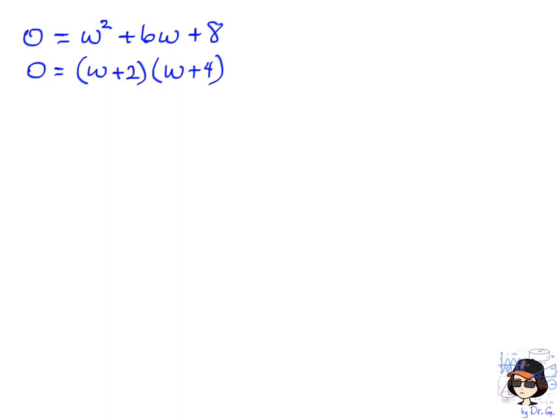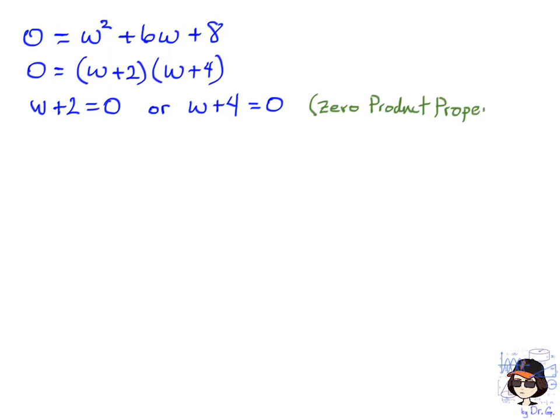A lot of you are making mistakes in your factoring that you could easily catch and fix. It will take you 2 seconds. So please, please, please check your factorizations. All right, so now we have a product of two things equaling 0. That means that one of the two factors had to be 0 to begin with. So we write w plus 2 is 0 or w plus 4 is 0. And that's called the zero product property. When you have a product of two real numbers equaling 0, that means one of the numbers had to be 0 to begin with. So now we solve these separately.